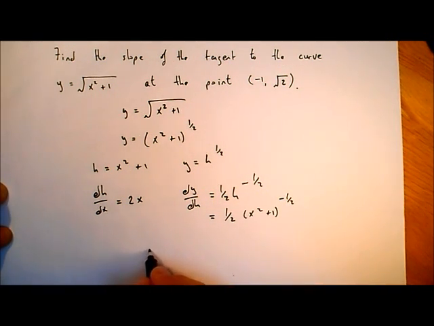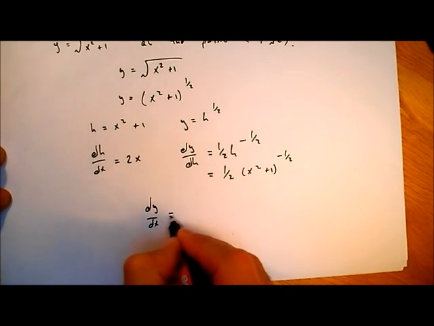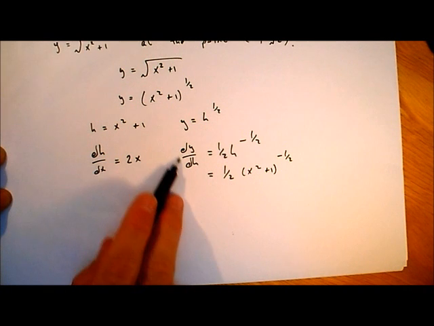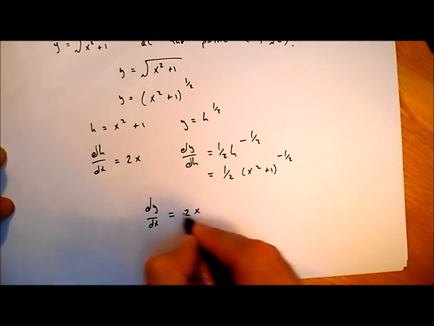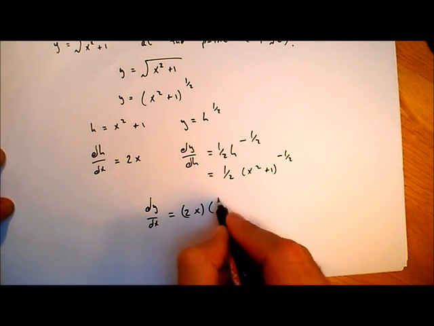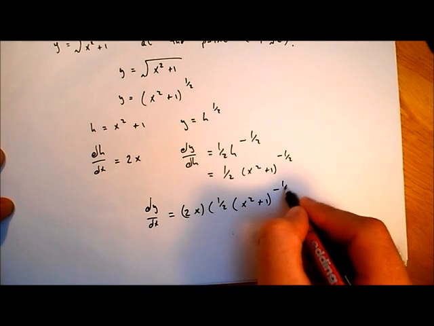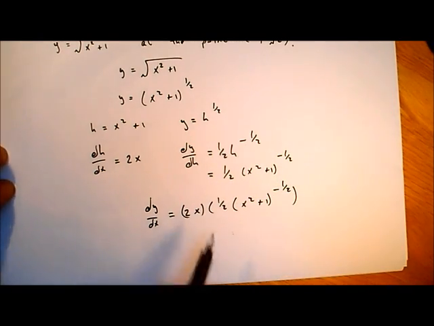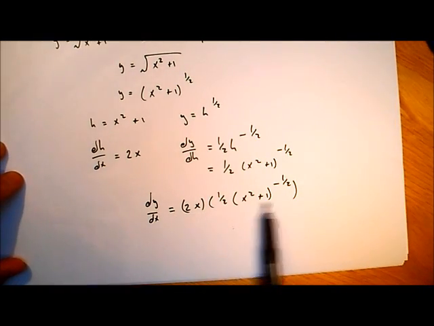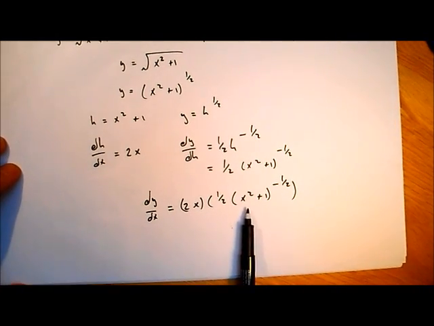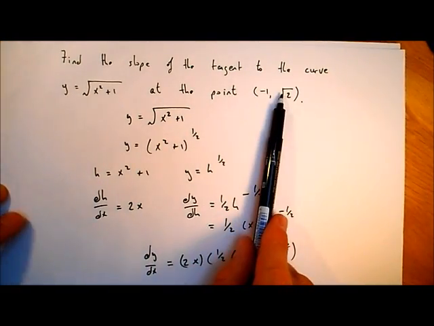And then dy over dx is just dh over dx times dy over dh. So it's just this multiplied by this. So it's 2x times a half times x squared plus 1 to the power of minus 1 over 2. The question asks us to find the slope of the tangent to the curve. This is the slope of the curve, but it's the same as the slope of the tangent to the curve, at the point minus 1, root 2.